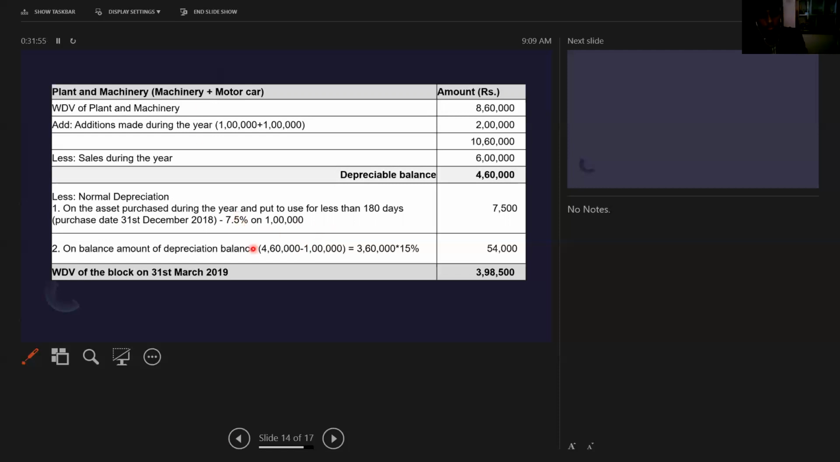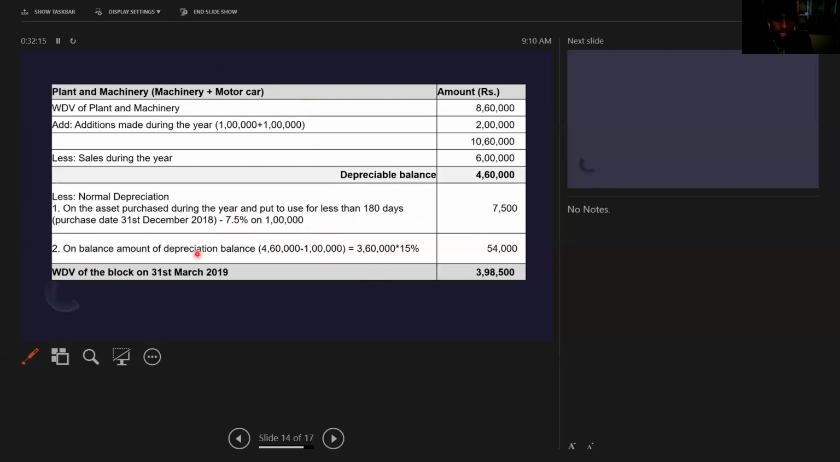And the asset was purchased for 1 lakh. This is 1 lakh, which was purchased on 31st December 2018. So 1 lakh into 7.5% will give you 7,500. So the asset is used for less than 180 days. Now, with the remaining balance, we have to calculate the depreciation at the full rate.